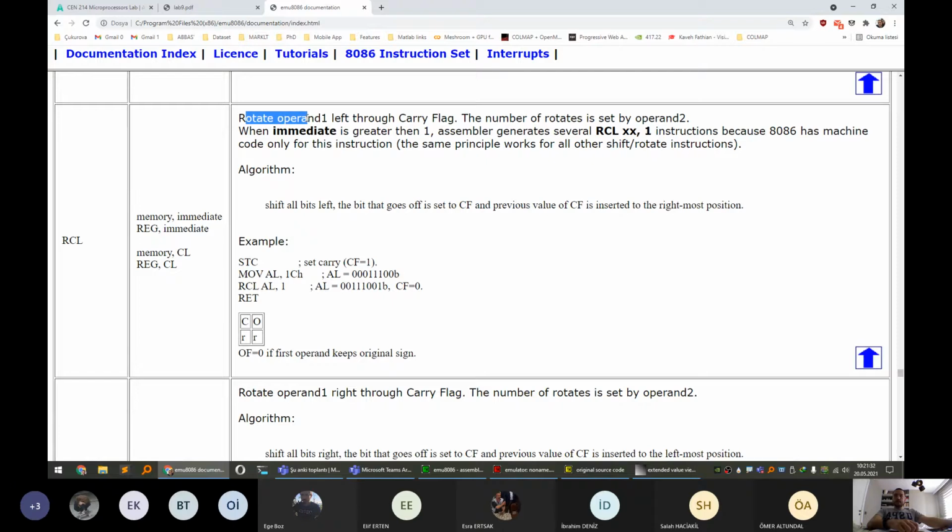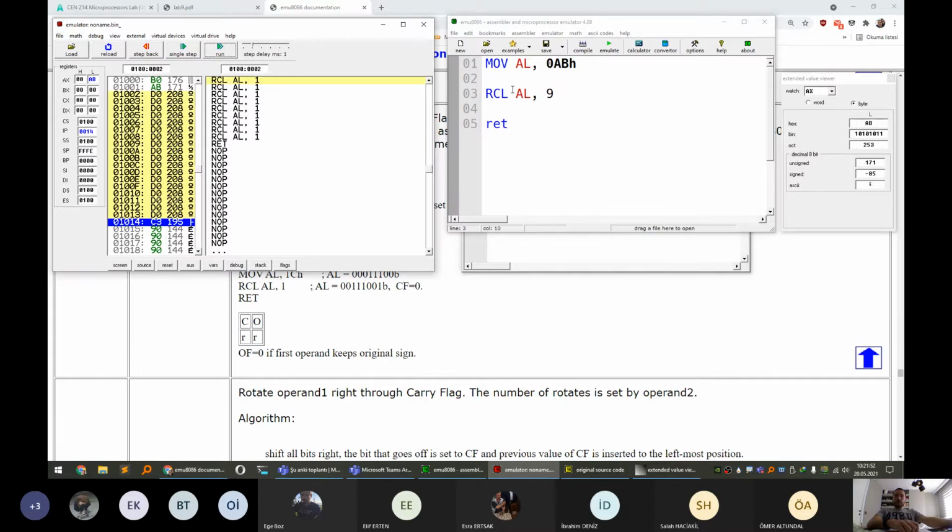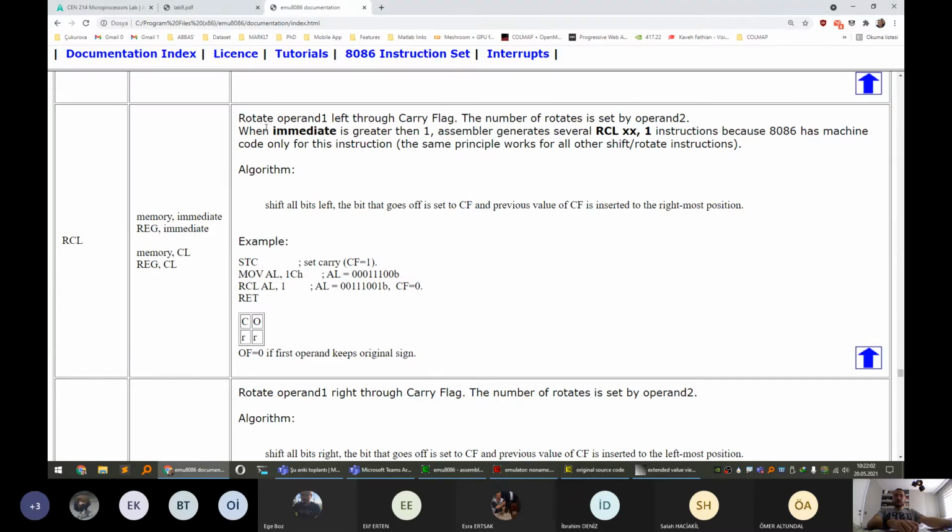This time, rotate operand 1 left through carry flag. The number of rotates is set by operand 2, exactly the same. When immediate is greater than 1, assembler generates blah blah blah. This is not important. Machine code undefined instruction. It's saying that when you generate a code like this, it will split those values into 1, because machine code accepts only 1. It's saying that in here. The same principle works for all shift rotate instructions, but you only write this in here, rotate through carry left.